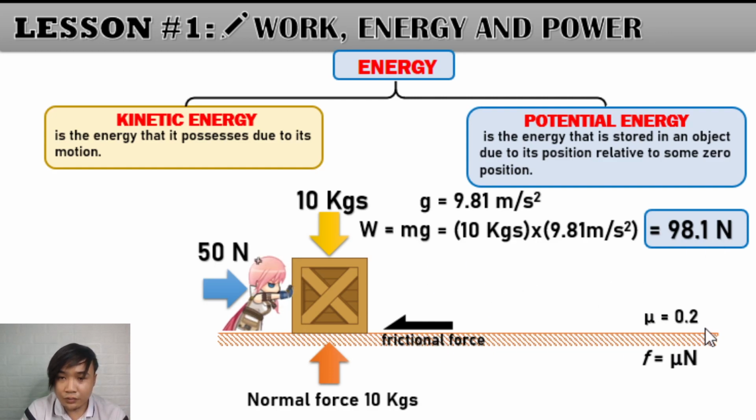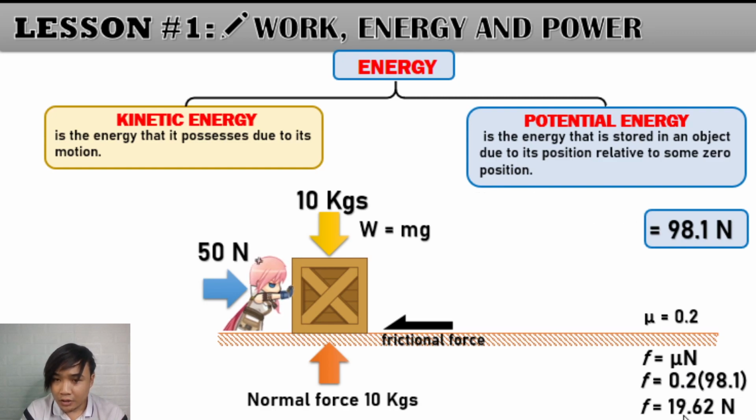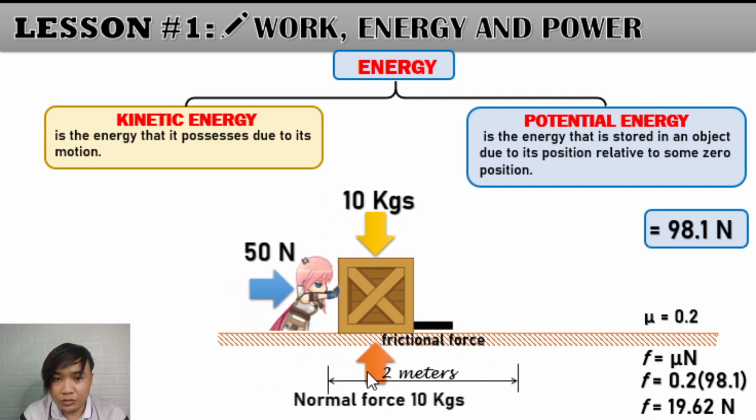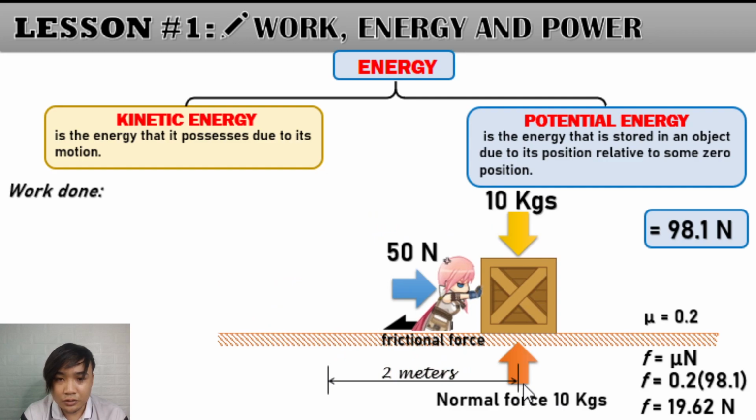Now let's compute the frictional force. Frictional force is equal to mu times normal force. As the weight increases, the frictional force also increases. With a frictional coefficient of 0.2 and a normal force of 98.1, the frictional force is 19.62. So 19.62 is the frictional force for the 10 kilogram weight of this crate. He pushes it by 2 meters.